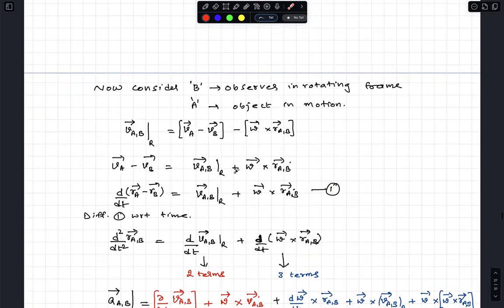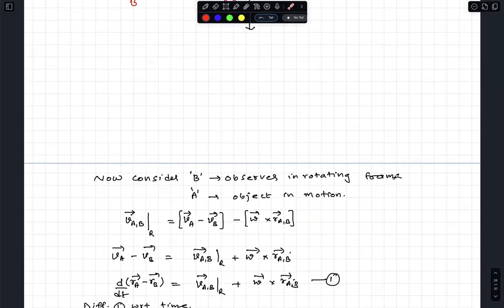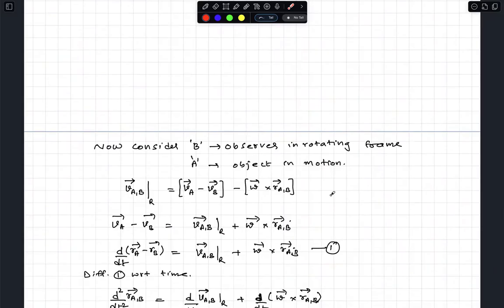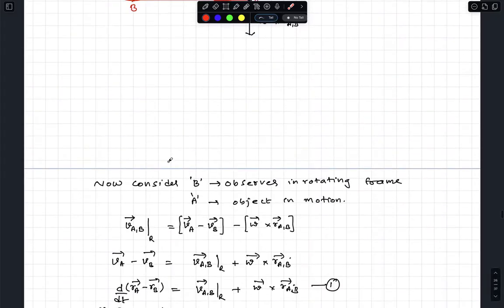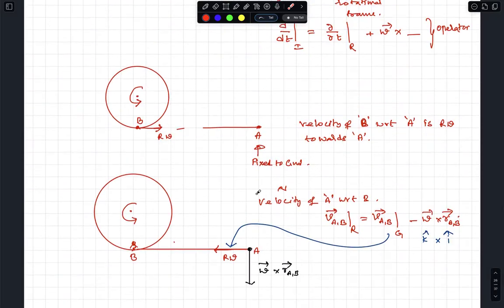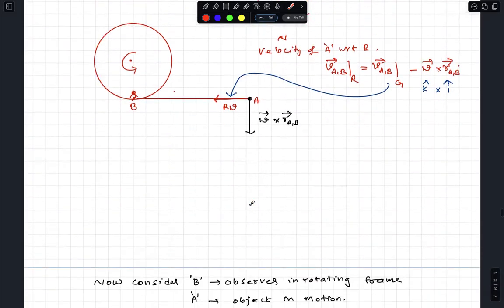Now consider the same example above, B and A. Who is B? B is an observer in the rotating frame. A is an object either in motion or at rest with respect to the ground, right? The same thing that I'm drawing here, whatever I have uttered above, I'm replicating over here.